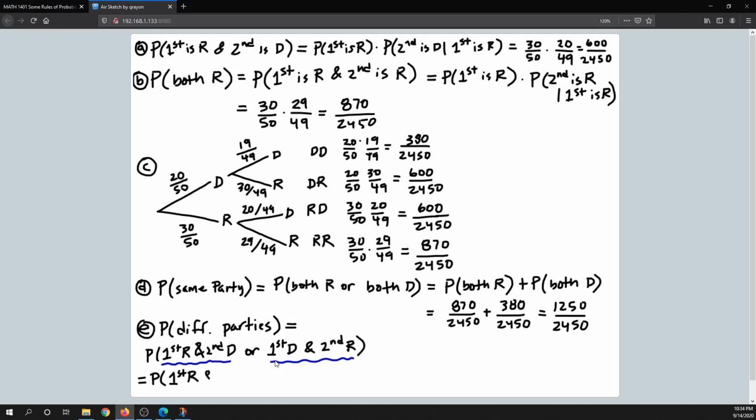write this as the probability that the first governor is Republican and the second governor is Democrat, plus the first is a Democrat and the second is Republican. So the probability of those two things. So now we would need to calculate the probability of this event here. We could do that just like we did in part A and part B, using the general multiplication rule. But again, we have our tree, and we've essentially already done that. So the probability that the first is a Republican, the second is a Democrat, we calculated that right here, and we found that that was 600 over 2450.